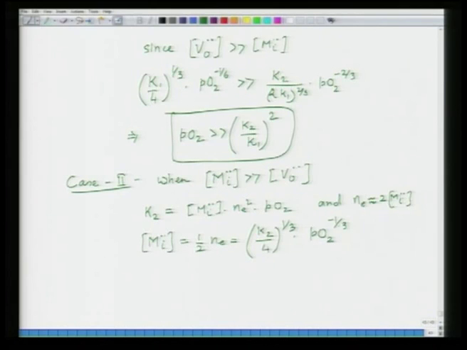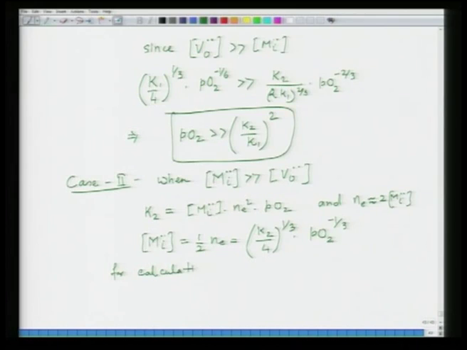This now you can do. I am not going to do the whole exercise. All you need to do is put this expression here and just rework the parameters on either side to work out an expression for Mi in terms of PO2. So, this is one expression.